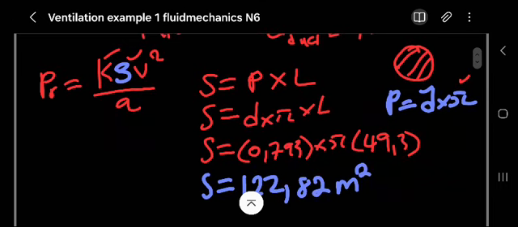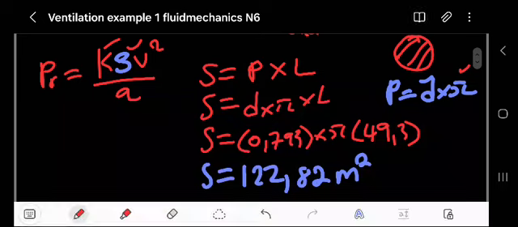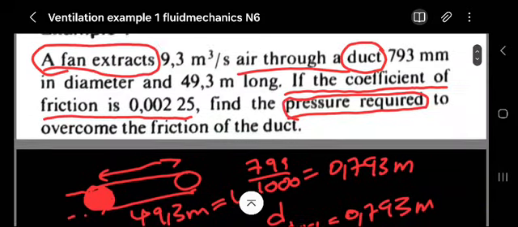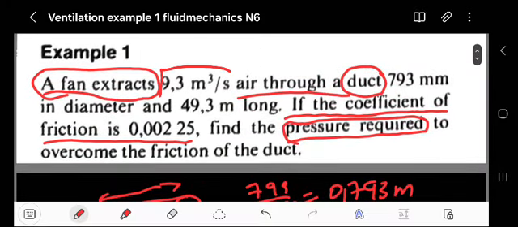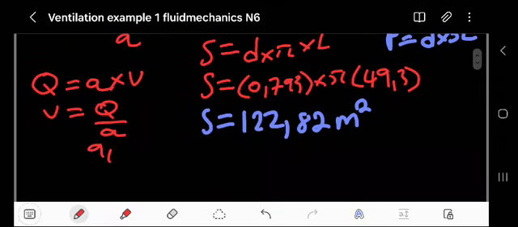K we are given. And what about the velocity there? How can you calculate the velocity? We know that Q, the rate of flow, is equal to area multiplied by velocity. Then you make velocity the subject of the formula. Then what is Q? Are we given Q here? Here we are given, which is fine. It's in cubic meters per second, which is 9.3. What about the area?